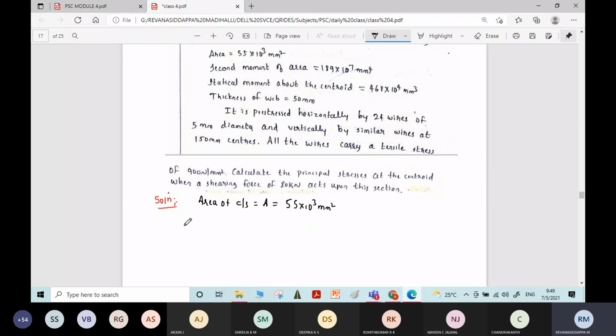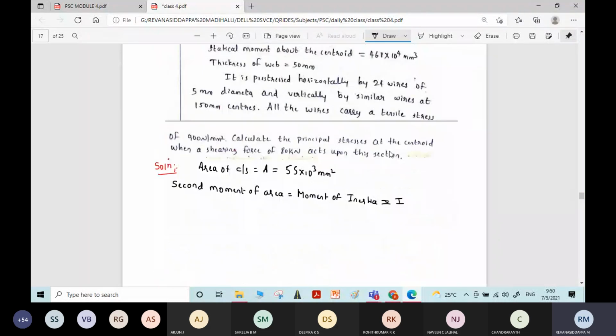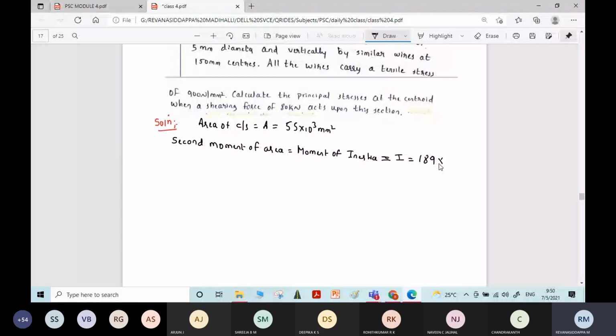Second moment of area is nothing but moment of inertia. I is equal to 189 into 10 power 7 mm4. Okay.